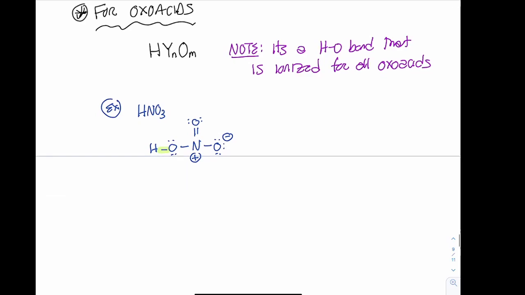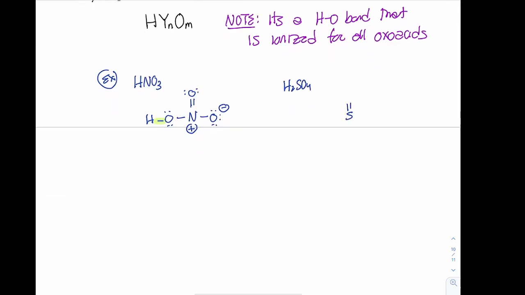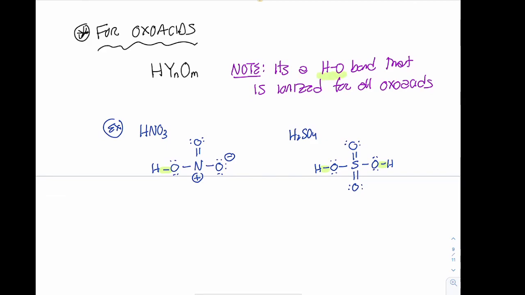If I was to draw out sulfuric acid, I have sulfur in the middle. Sulfur is one of those atoms that can have more than 8 electrons around it because it has d orbitals available also to put electrons in. And when I draw its Lewis structure, this is what I get. It has 2 protons that I can lose. We can go from H2SO4 to HSO4 minus, and then HSO4 minus to SO4 2 minus, but both of those protons that I'm losing are attached to oxygens. So again, in oxo acids, it's an H-O bond that's ionized for all of them.